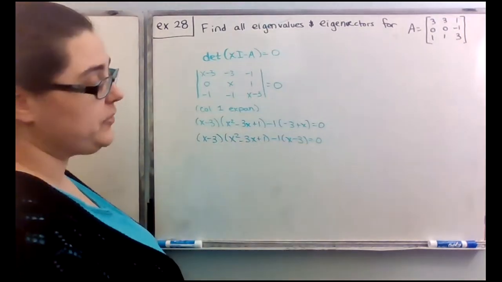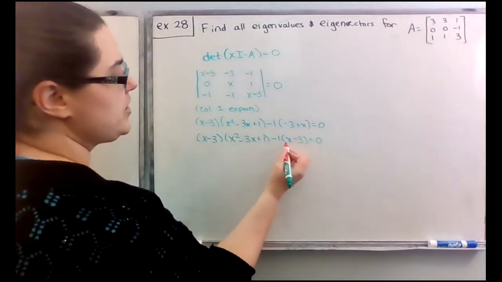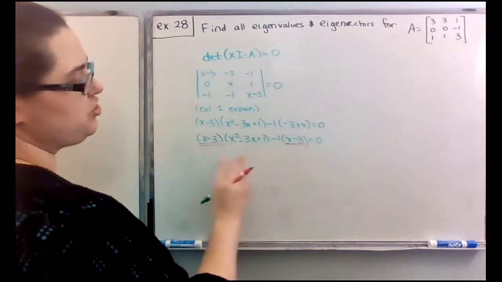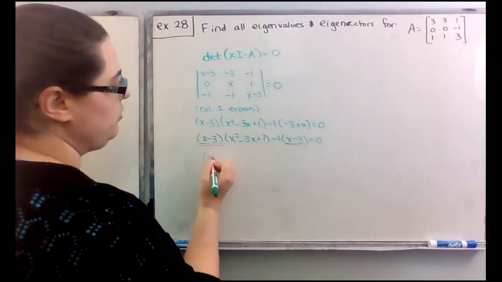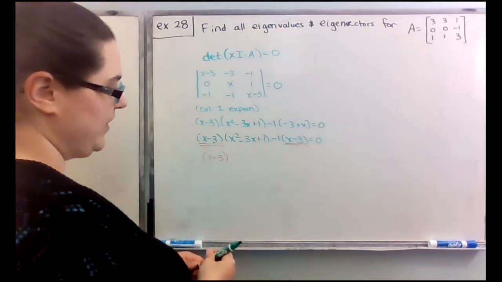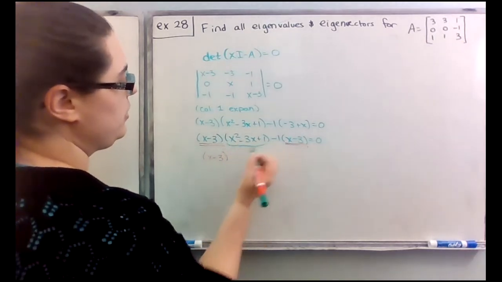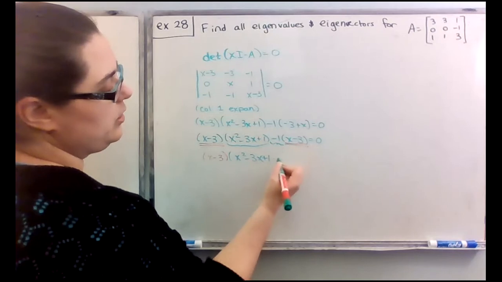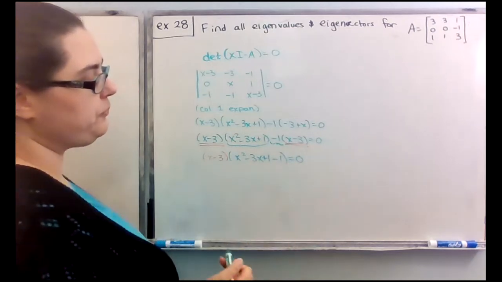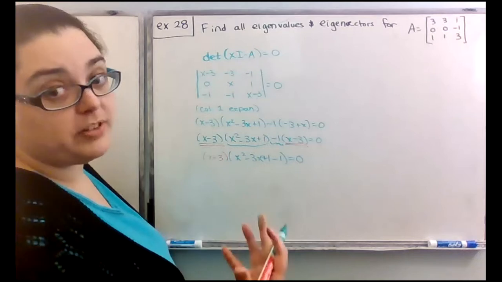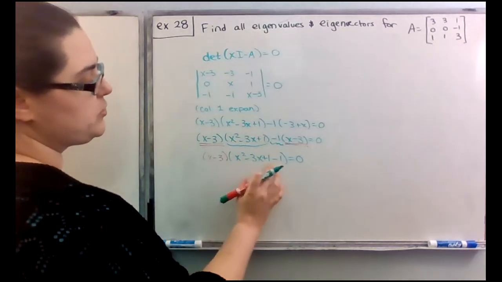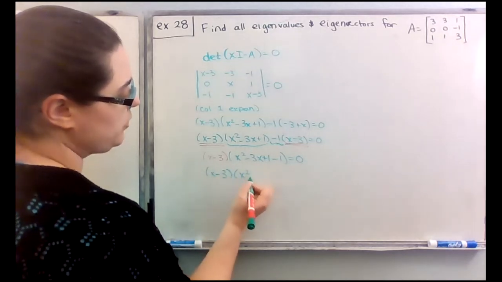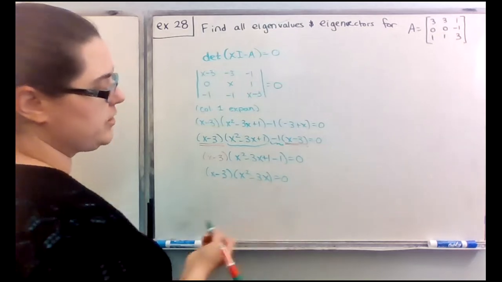It's helpful to write it that way because I notice that I really have a factor of x minus 3 in both of these giant terms. So I can factor that out. And then I'm left with x squared minus 3x plus 1 minus 1 is equal to 0. I can use that to my advantage to help me factor. This simplifies because 1 minus 1 is 0. So I get x minus 3 times x squared minus 3x is equal to 0.